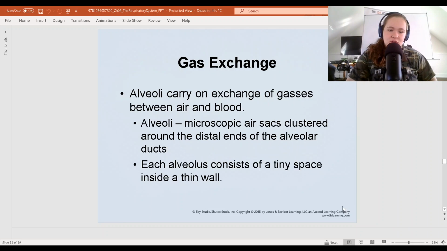In gas exchange, alveoli carry on exchange of gases between air and blood. Alveoli are microscopic air sacs clustered around the distal ends of the alveolar ducts, and each alveolus consists of a tiny space inside a thin wall.